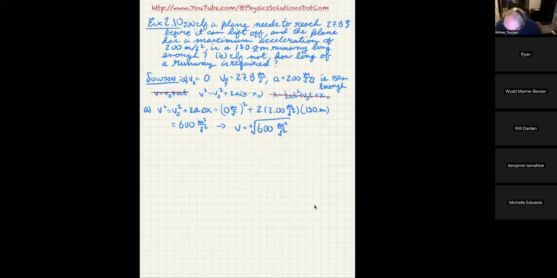And if we compute the velocity by computing the square root of 600, then our answer gives us, I gotta find my square root button, square root of 600 is equal to 24.49 meters per second is the final velocity. And that tells us no, 150 meters is not sufficient.